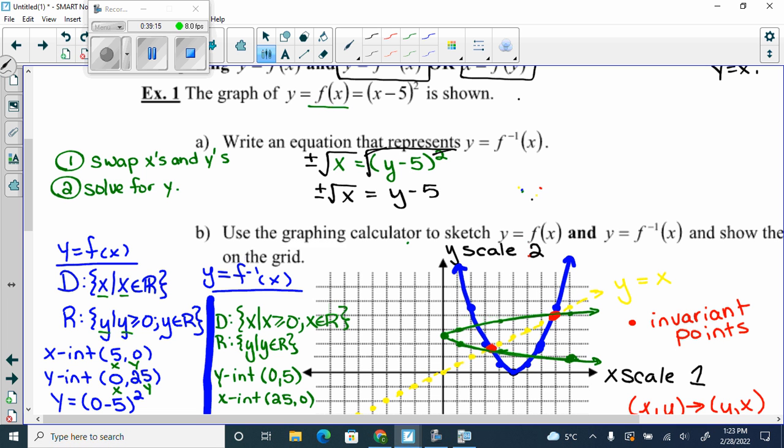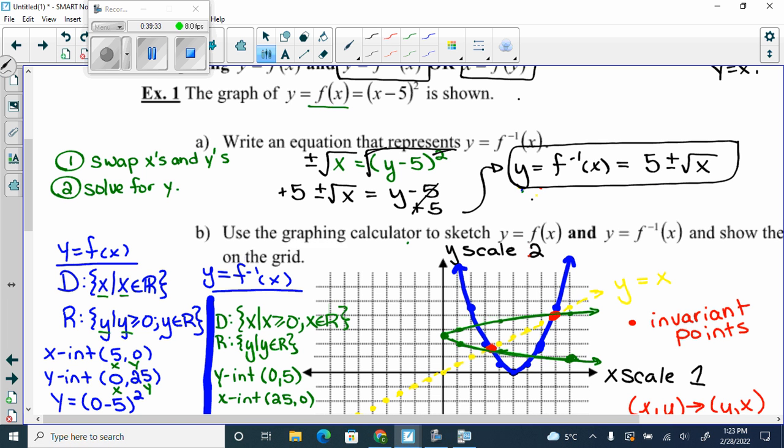And then what do we have to do? Just add 5. So we're going to get y equals f negative 1 of x, if we want, equals 5 plus or minus root x. Now, we want to try this out in our calculator and see. So in your calculator, you currently have y equals x minus 5 squared. We agree? Leave it there.